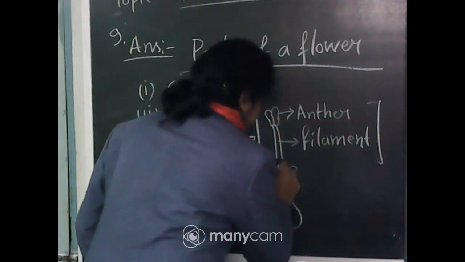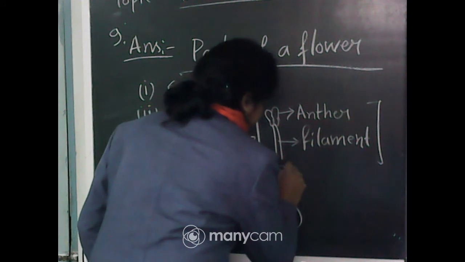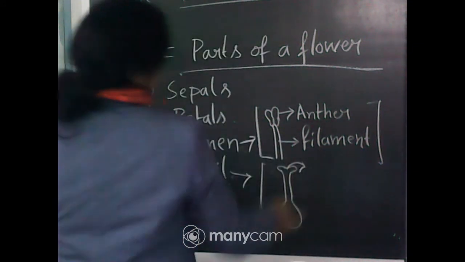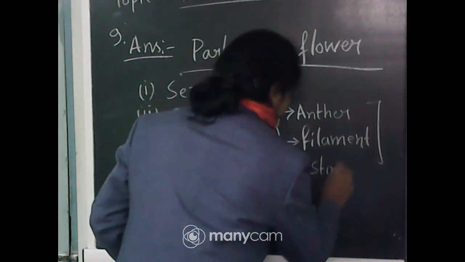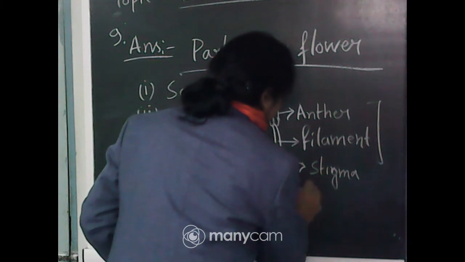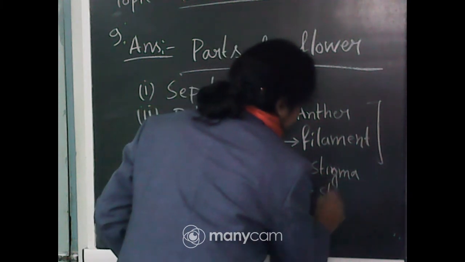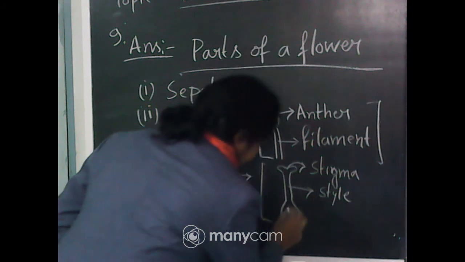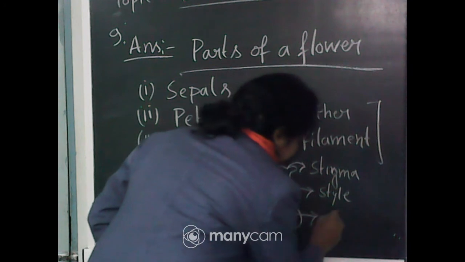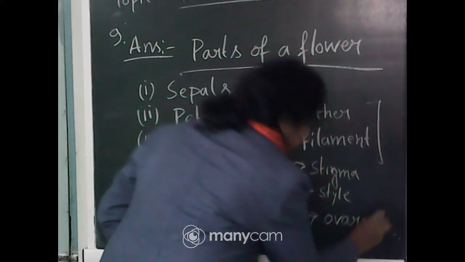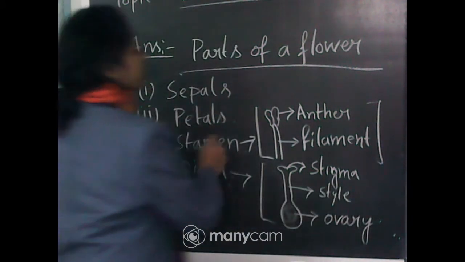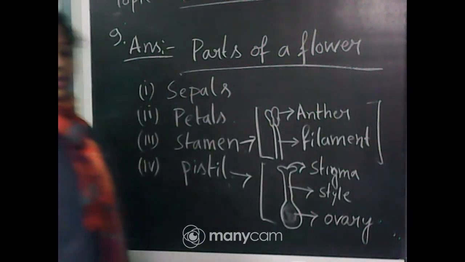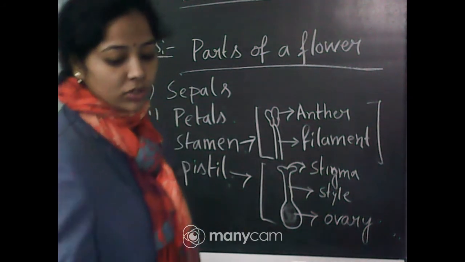Here the upper portion where pollen is dropped is known as the stigma. Then this tube-like or pipe-like structure is called the style, and the portion where ovules are present is known as the ovary. So these are the main parts of the pistil: stigma, style, ovary; and of the stamen, anther and filament. So here I have described the parts of a flower.